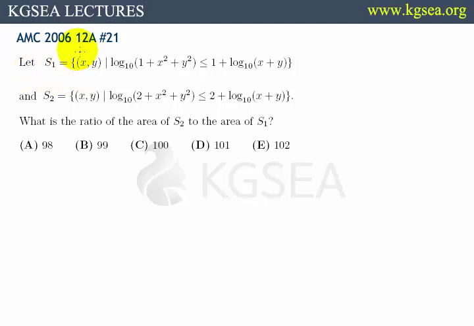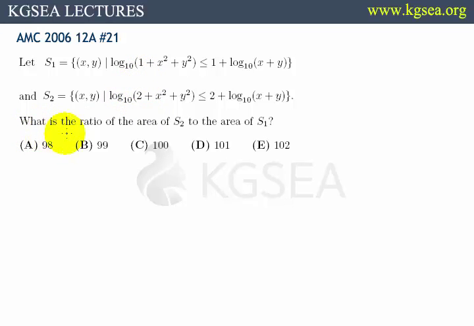Let S sub 1 equals this. Here, what you got to pay attention to is that we have the set of xy coordinates that satisfy this inequality. So this is going to be an area of some sort in 2D, right? Because it's x and y, so it's 2-dimension. And there's inequality, so you would be shading something, right? And the same goes for this, another shading of something. What the shape is, we got to explore and find out.